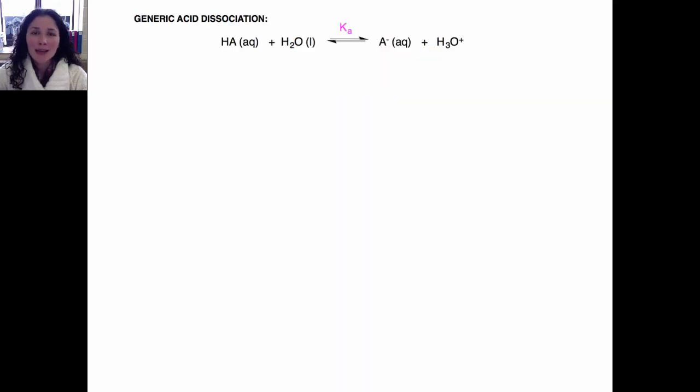Now let's talk about pKa's and Ka's. In front of you, I have a generic acid dissociation equation. This is the reaction of a generic acid with water. The acid will lose a proton and become A-. The water will act as a base and it will pick up the proton that is lost by the acid. So water will become hydronium ion. This is a generic acid dissociation equation. Its equilibrium constant, K, is often represented by Ka, where the little a stands for acid. This is still just a regular equilibrium constant.